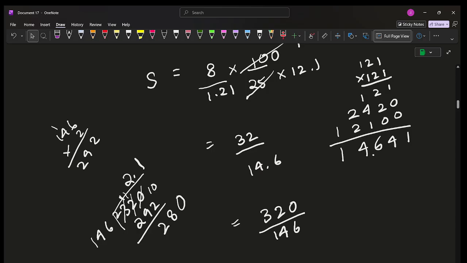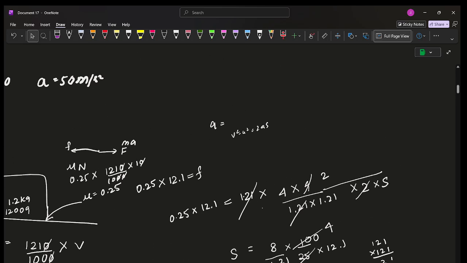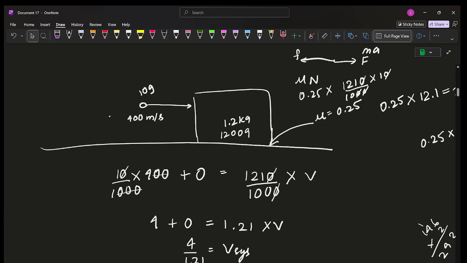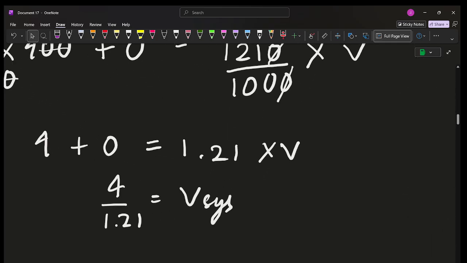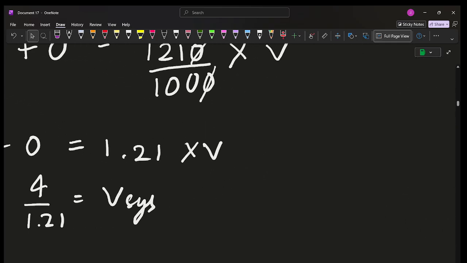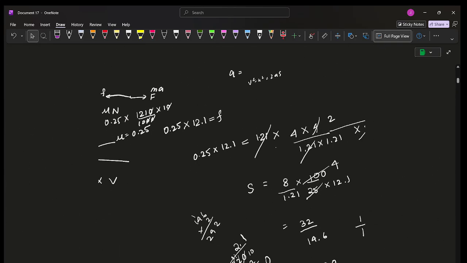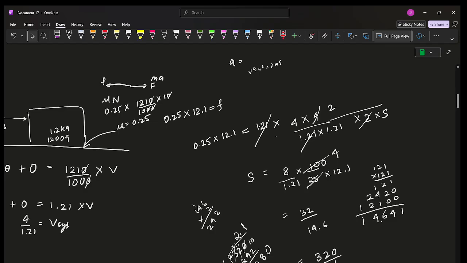I've done something, but the closest is 2.2. That means something is wrong. But let's see what the answer is, because we've actually done something. Answer is 2.2, right? How did I actually make it? V system is definitely correct. And then they're using the work energy theorem. I just used something very normal.